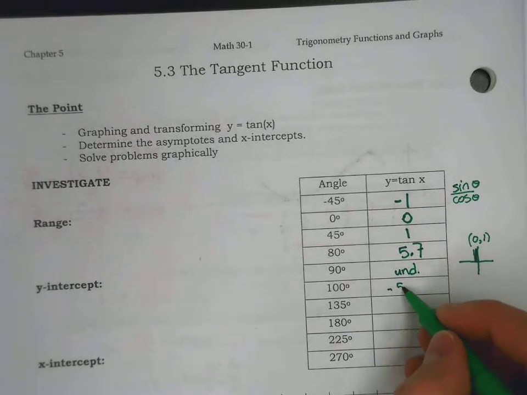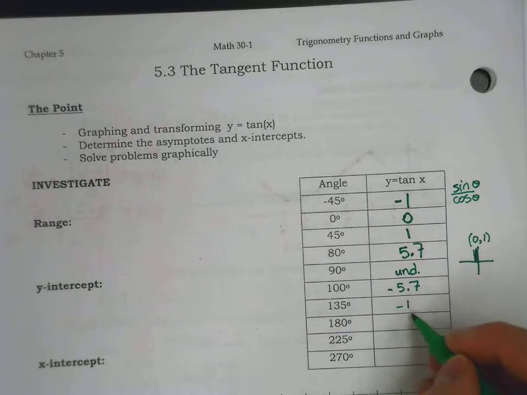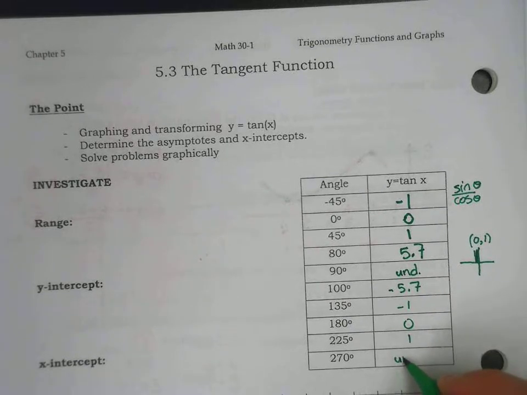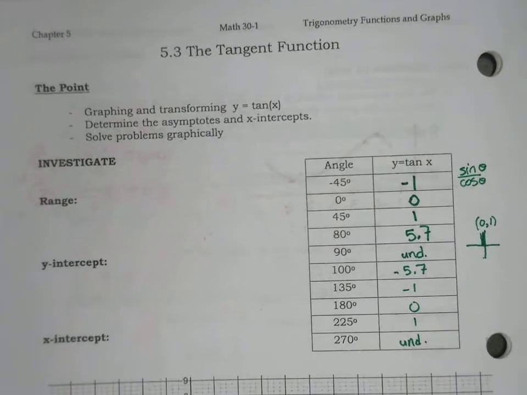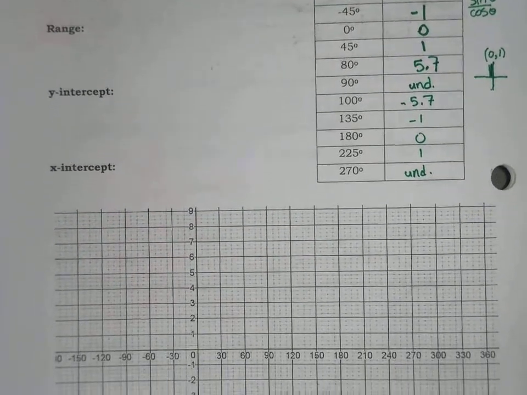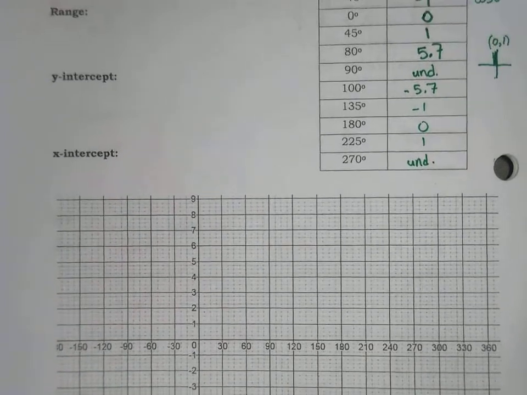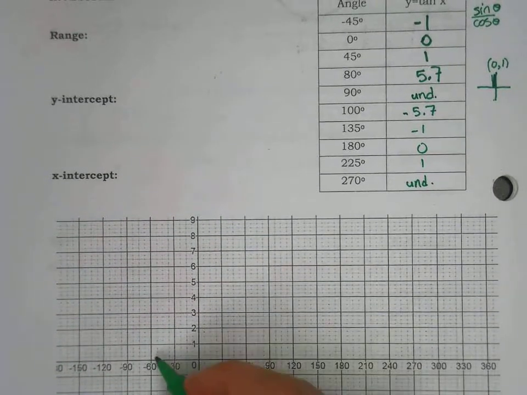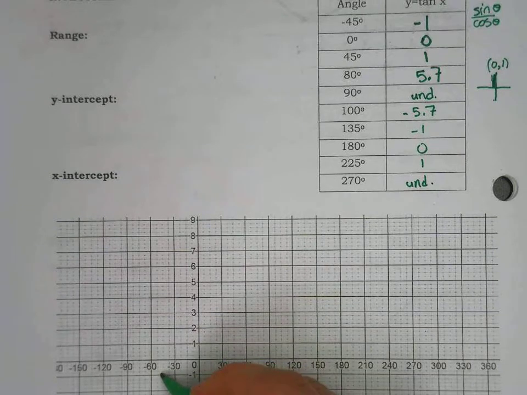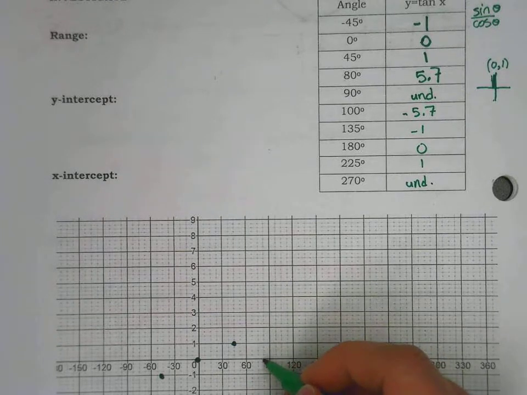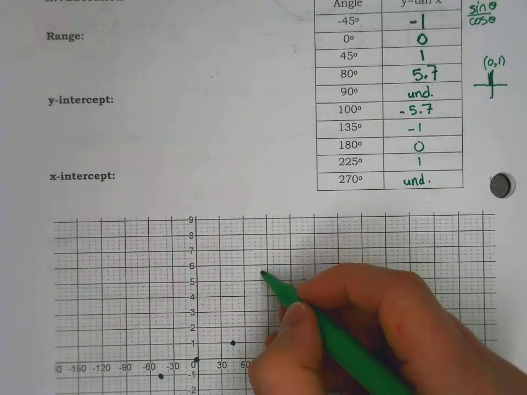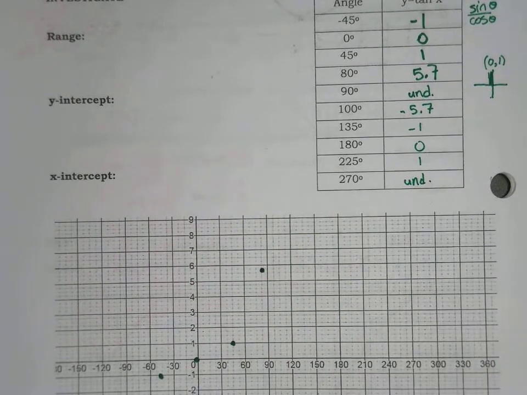At 100 degrees, we have negative 5.7, and we keep going with some values, negative 1, 0, 1, and back to 270 we are undefined because it's 0, negative 1. Negative 1 divided by 0, undefined. Now, as we graph these values, we start to see what this graph looks like. At negative 45 degrees, we're at negative 1. At 0, 0, 45, 1. At 80 degrees, which I'll need to approximate slightly, we're all the way up to a 5.7. I am approximating that as well.